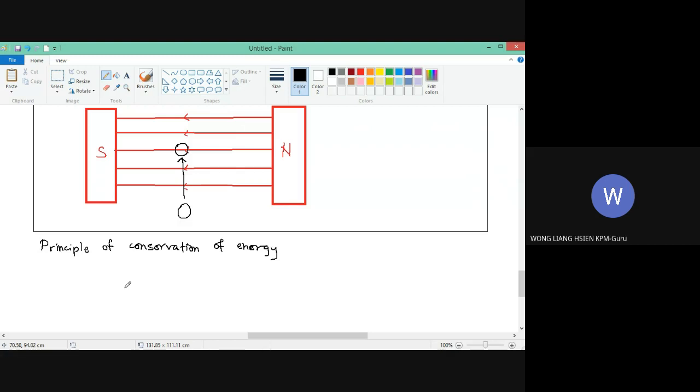But maybe you will think, how is it that it converts kinetic energy into electrical energy? I'm still rotating the generator. The generator is still rotating. That means it still has kinetic energy, but at the same time also has electrical energy. If it converted the kinetic energy into electrical energy, then there should be no more kinetic energy, right?